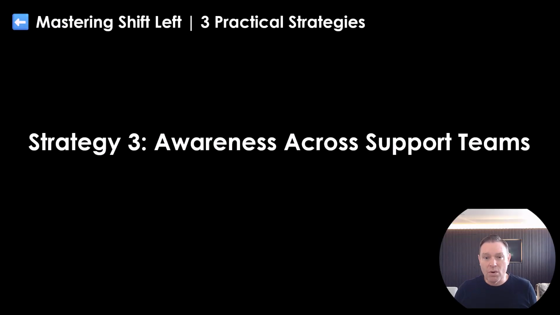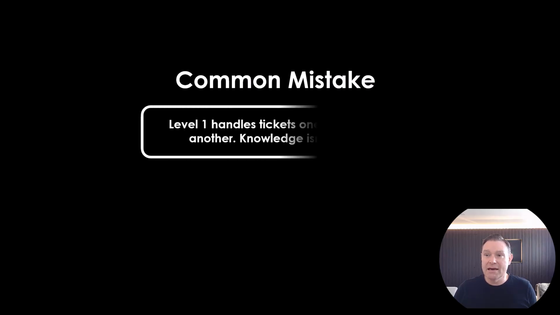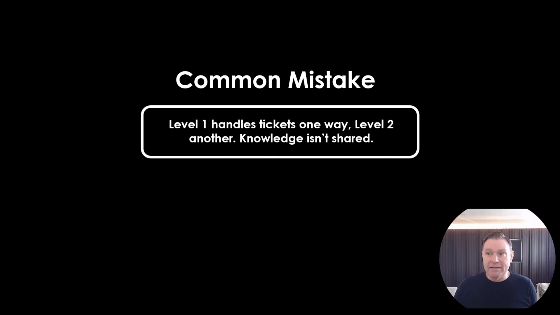Strategy 3 is all about raising the awareness across your support teams. And really, again, a common mistake is that level 1 handles tickets one way, level 2 another, and knowledge is not shared. No one feeds insights back to the knowledge base or self-service, and teams don't know what's working or what's not because they're just not connected.